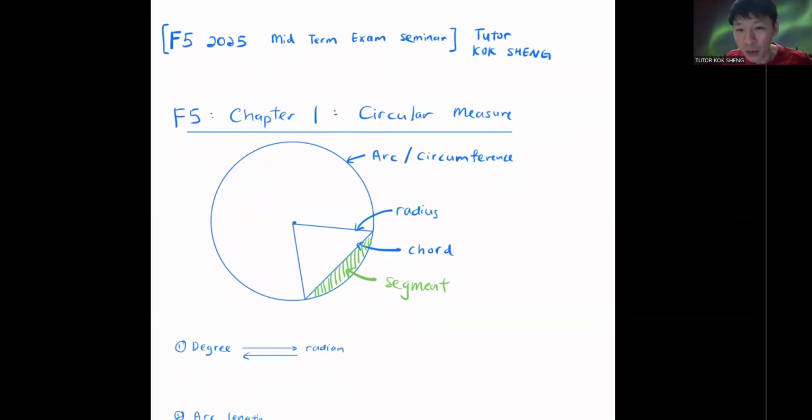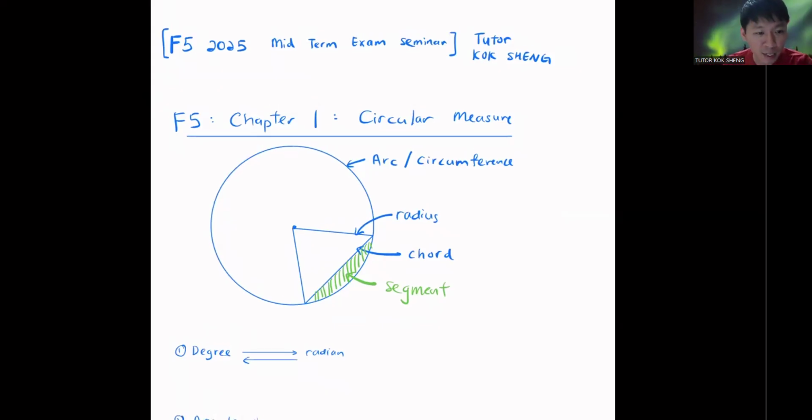By the way, this seminar has a recording, so don't worry, you can watch it back. Today's seminar, we are going for this chapter, as you can see in your notes: Form 5 Chapter 1, the circle. Before I start the exercise, let's recall the formulas first. There are a lot of formulas for this chapter.